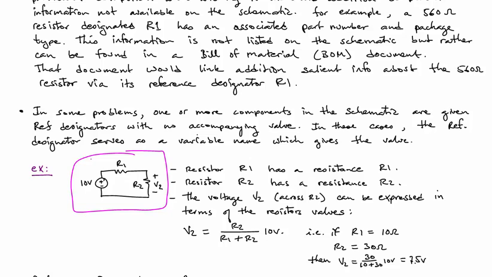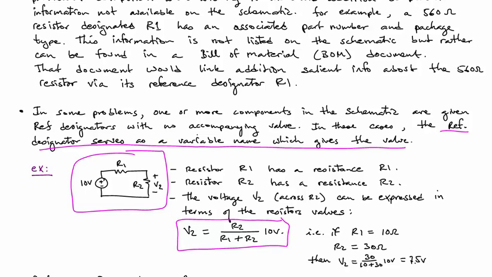In this case, you are going to use the reference designator as a variable name which holds the actual value of that component. So we'll treat R1 as the value of the resistance, though we don't know what it is. And that way we can go ahead and write an expression for V2 that involves those two resistances, but we'll use R1 and R2 variable names. And then later, if we're given component values, we can then plug in those values and evaluate our expression to find the actual value for V2.